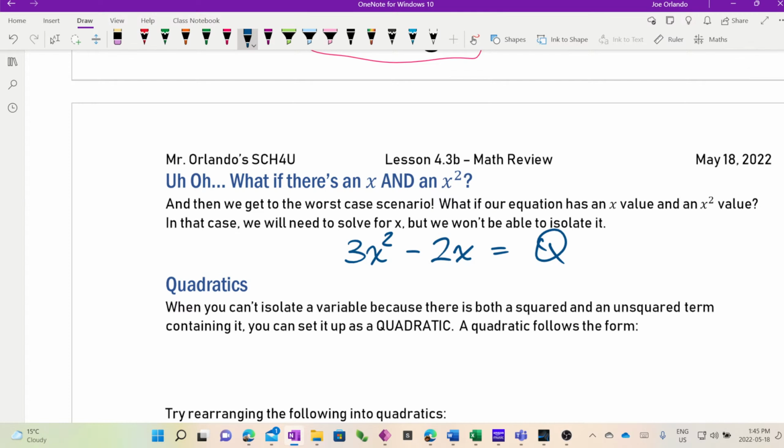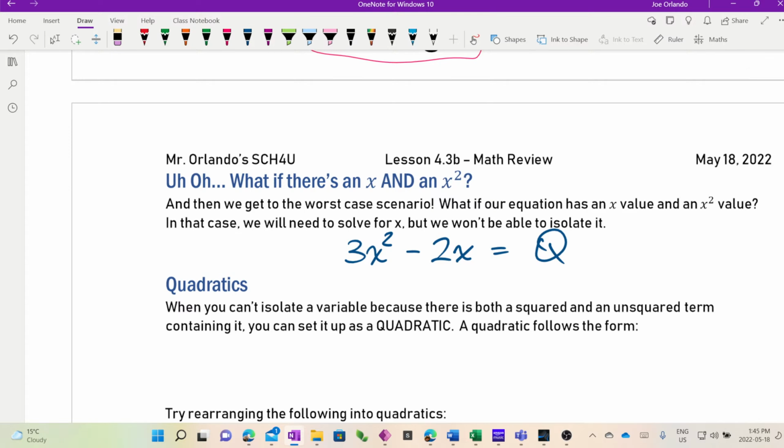You can't do it without a known variable. You can't solve for x. Can't be done, I promise. Now, the reason you can't solve for x is because there's more than one solution to this. Do you know why there's more than one solution? Yeah, it's a quadratic.